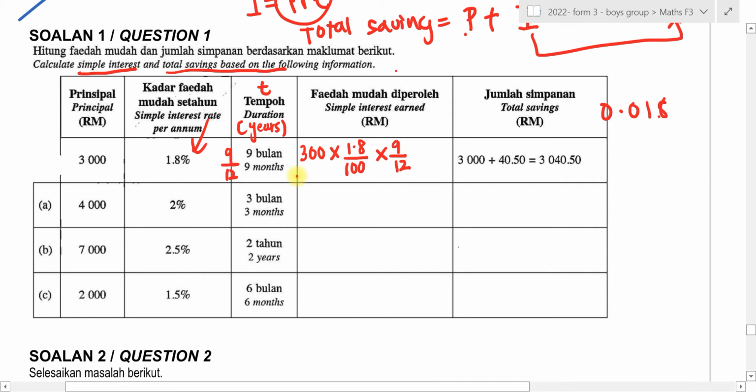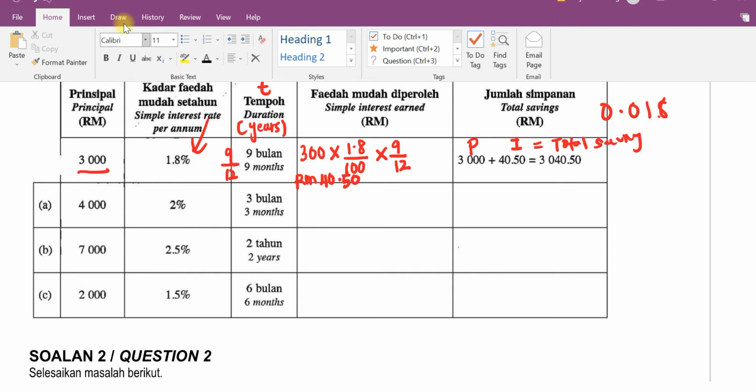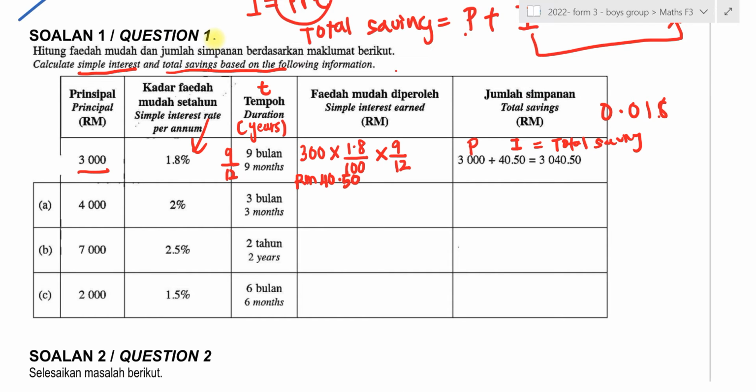While doing this, you should be getting RM 40.50. So this 3000 ringgit plus 40 ringgit 50 cent, your principal plus your interest, you will get the total savings, which is equal to 3040 ringgit 50 cent. Okay, check the following also. You must get all these answers. Sorry, this one I missed a zero here. 3000, not 300.